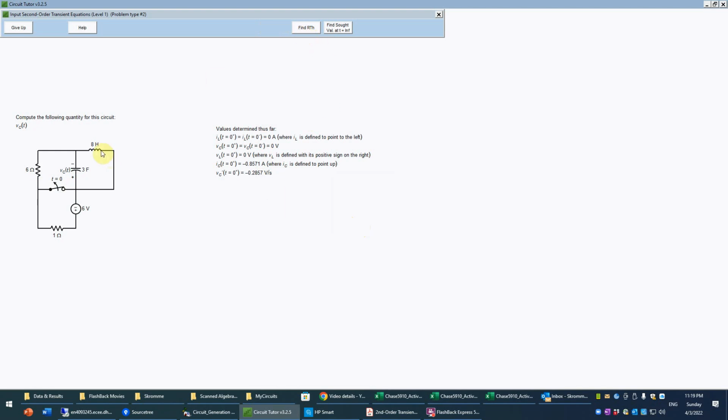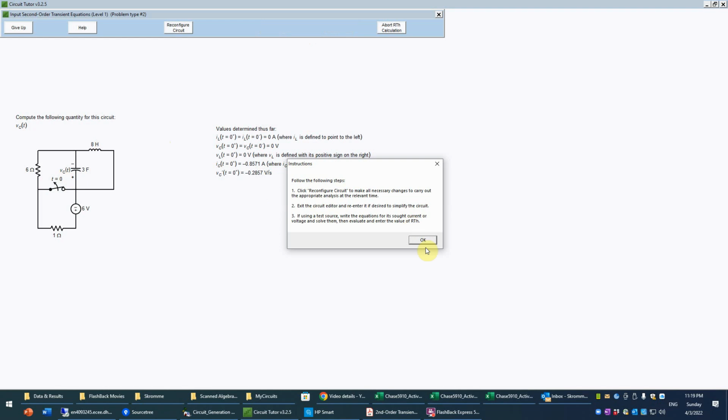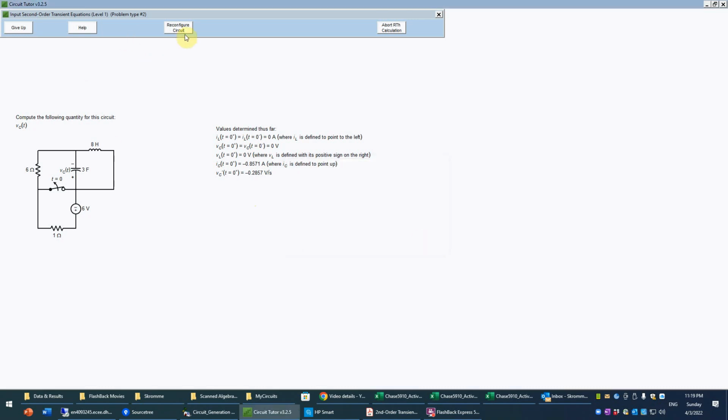And the next step is to find the Thevenin equivalent resistance seen from the combined terminals of the capacitor and the inductor. So we're going to click on Find our Thevenin. And of course, this only applies if the inductor and capacitor are either in series or parallel, but that's the type of problem that you're going to get here in Circuit Tutor. Okay, so we need to first reconfigure the circuit before we can do the calculation, as always.